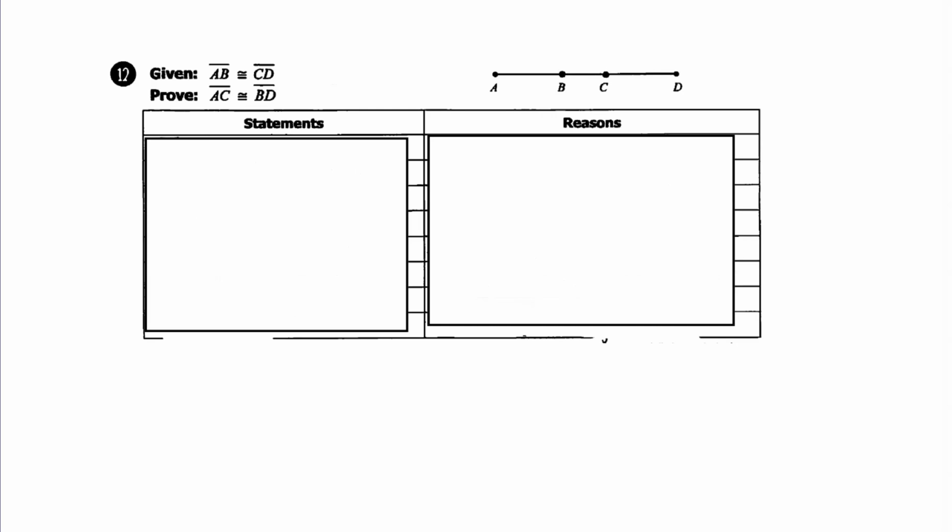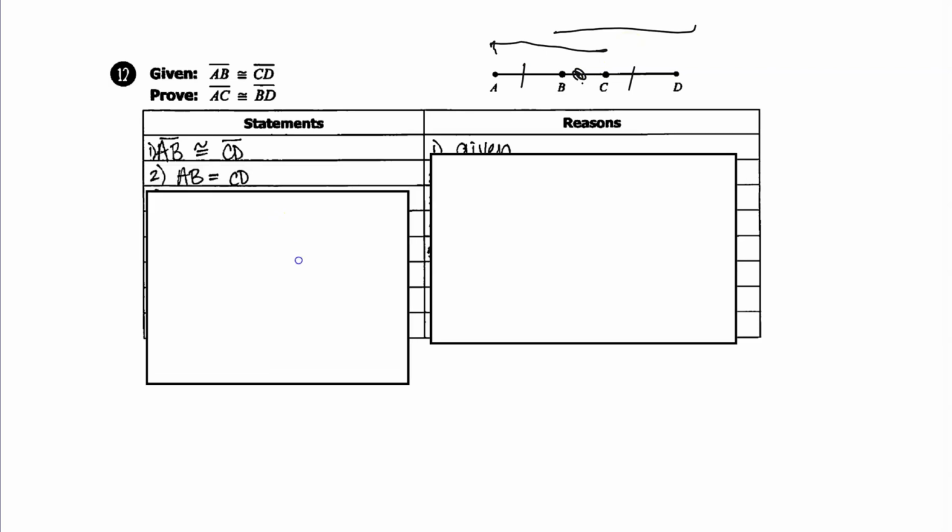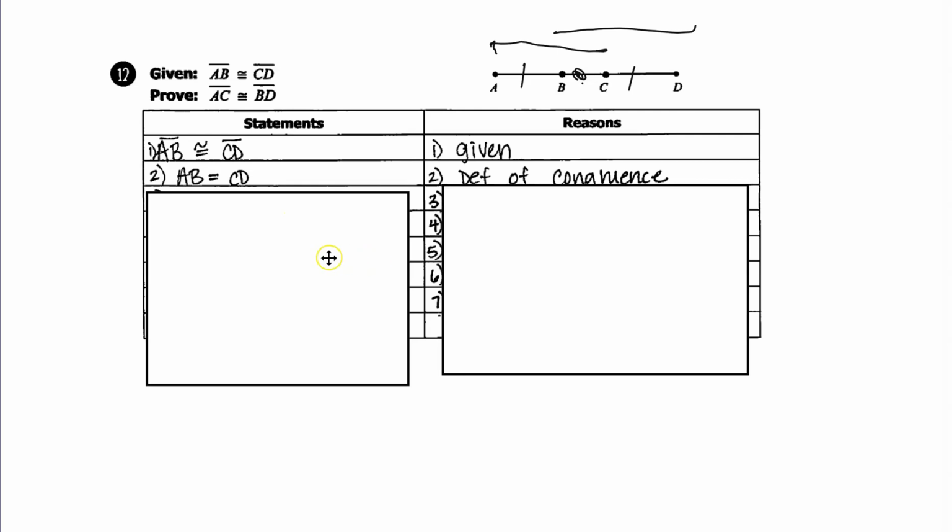All right, finally number 12, the last one. But don't worry, we're going to have practice on this. Right, we're always starting with our given, and we are told that AB is equal to CD. So AB is congruent to CD. We have to prove that AC from here to here is congruent to BD, which is from here to here. So basically, we're just saying that when we add BC to both of these, they should be the same, which they are going to be. All right, so first thing we do is we're going to lose that congruent sign. Gives us definition of congruence.